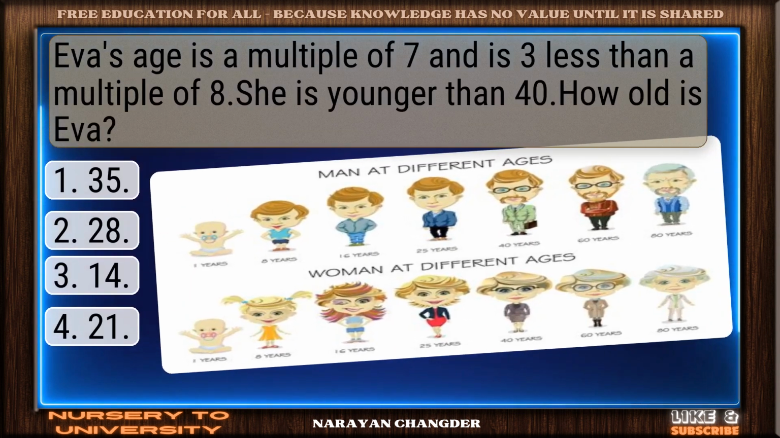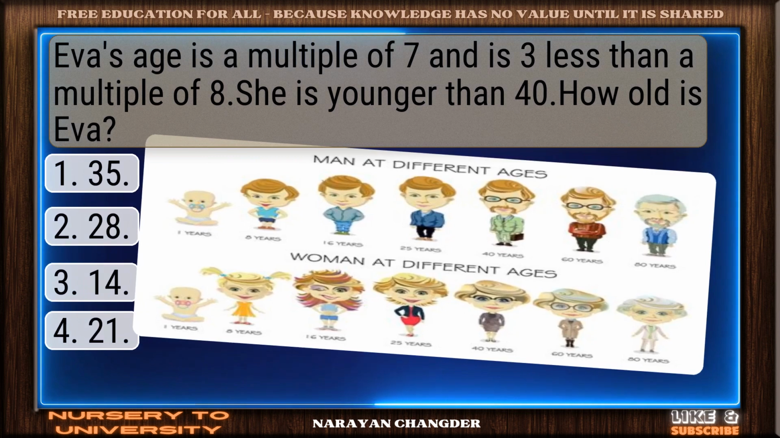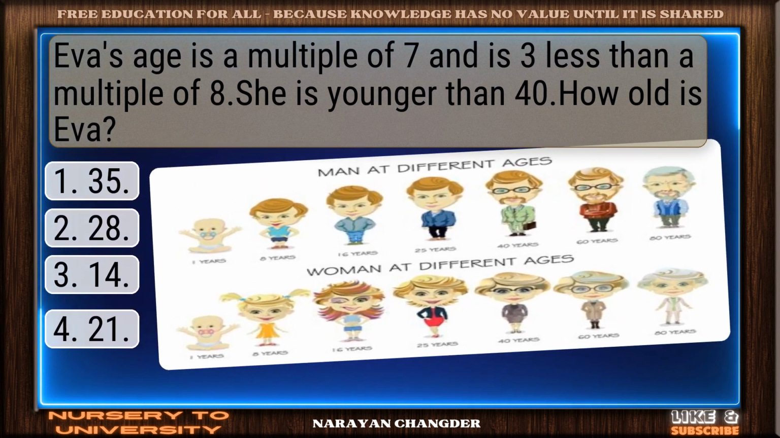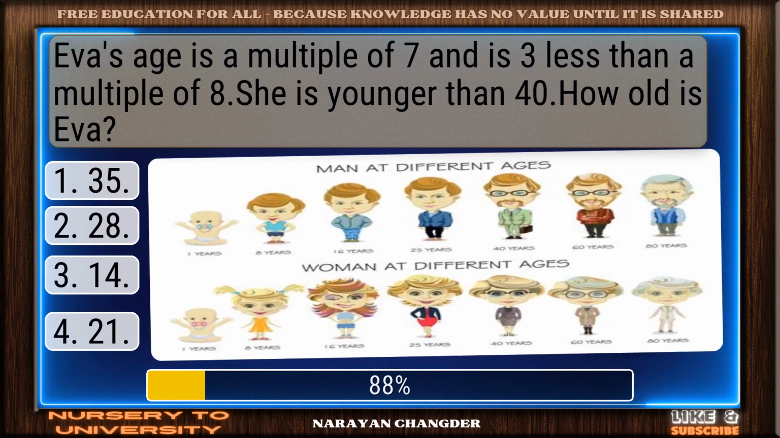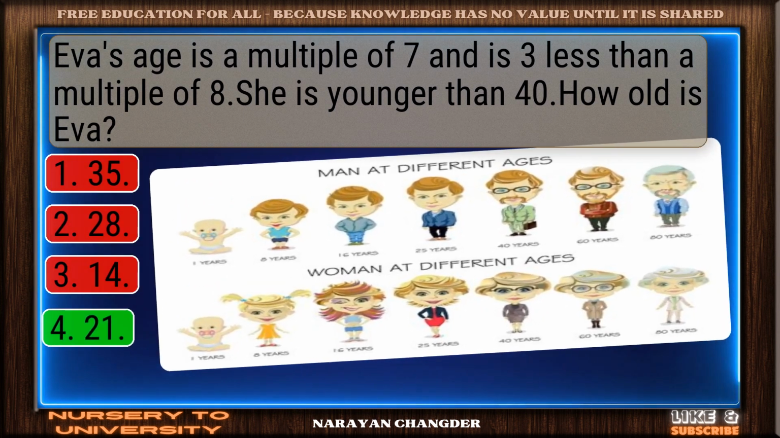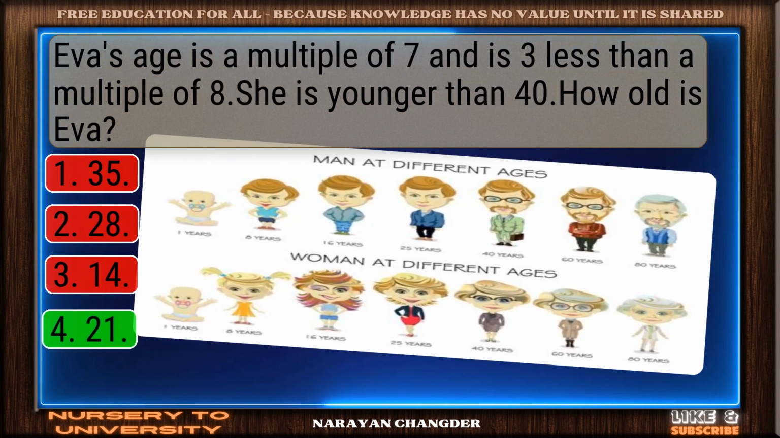Eva's age is a multiple of 7 and is 3 less than a multiple of 8. She is younger than 40. How old is Eva? Excellent choice. 21 is the right answer.